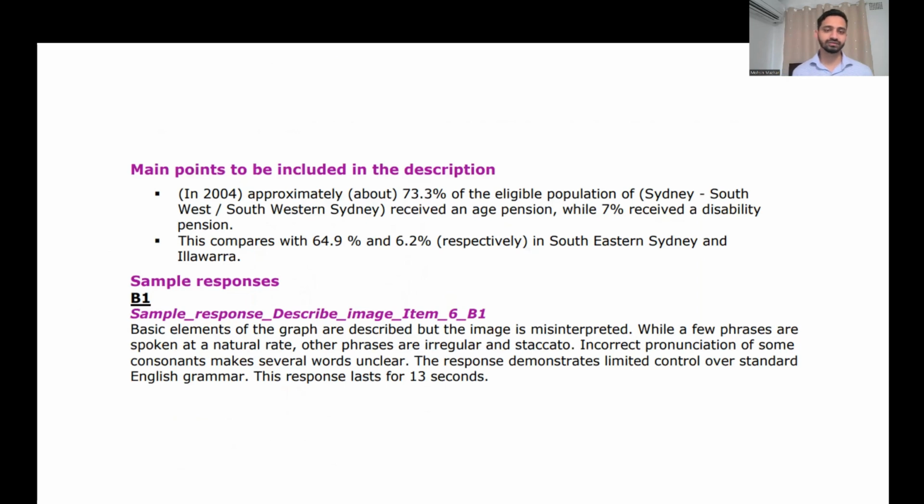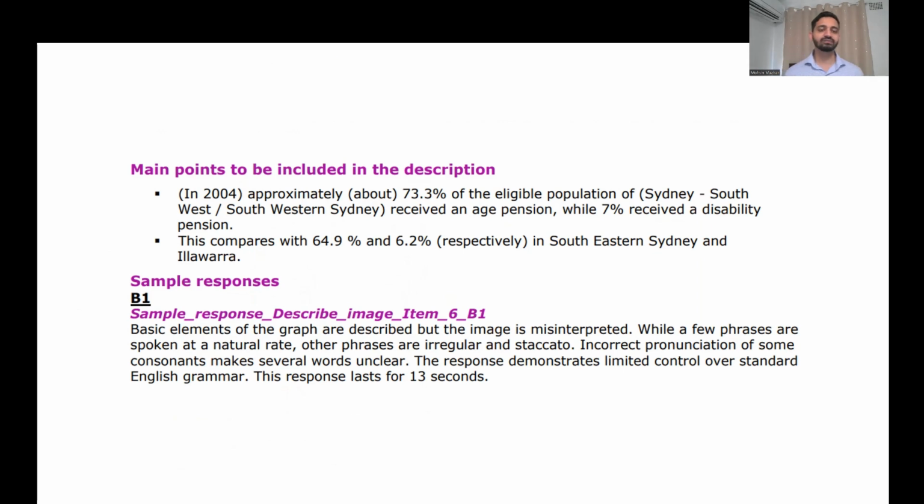Let's just talk about some of the things that you can look at. Main points to be included in the description: In 2004, approximately 73% of the eligible population of Southwestern Sydney received an age pension, while 7% received a disability pension. This compares with 64.9% and 6.2% respectively in Southeastern Sydney and Illawarra.